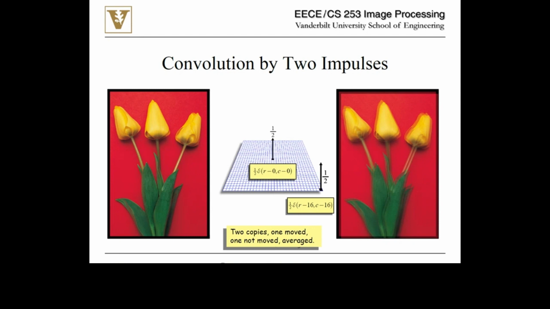Okay, so now let's say that we have two copies. One is at 16,16, but now it has only weight 1/2, and the other half of the weight is at the 0,0 location. Now we have two copies, one that is shifting down, the other one that stays fixed, and then we are computing the average of the two. Okay, the average because the weight is 1/2.